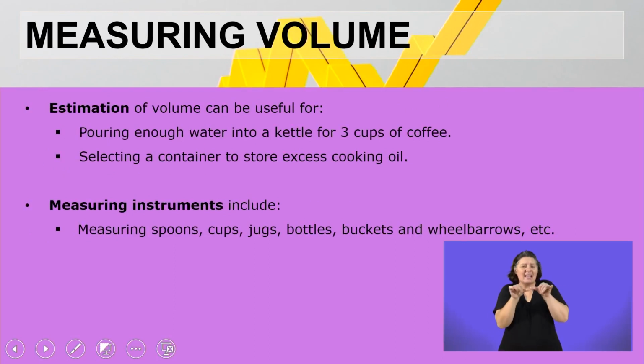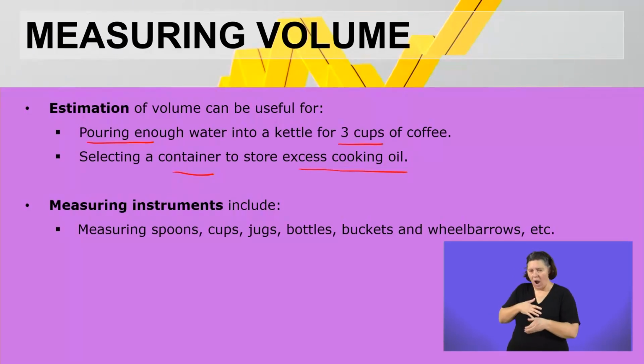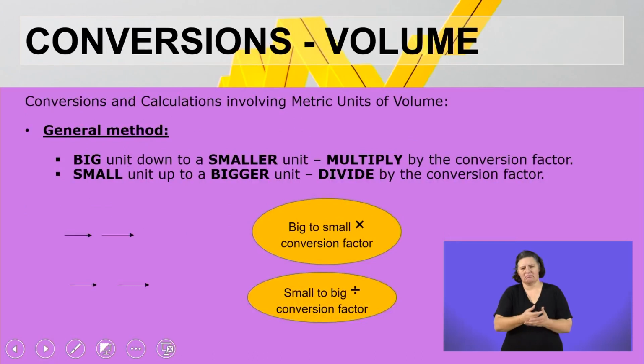Then estimation of volume can be useful, for example, when we're pouring enough water into a kettle for 3 cups of coffee, or selecting a container to store excess cooking oil. Measuring instruments include spoons, cups, jugs, bottles, and so forth.